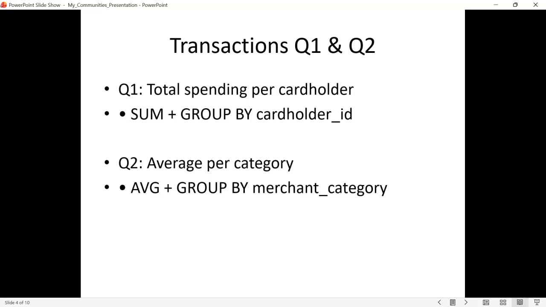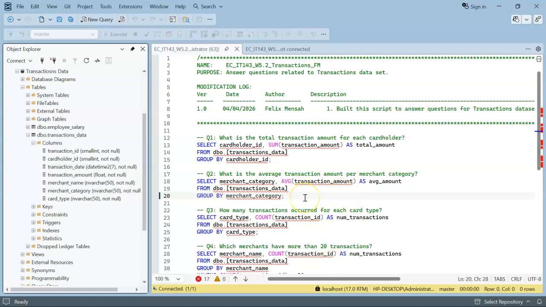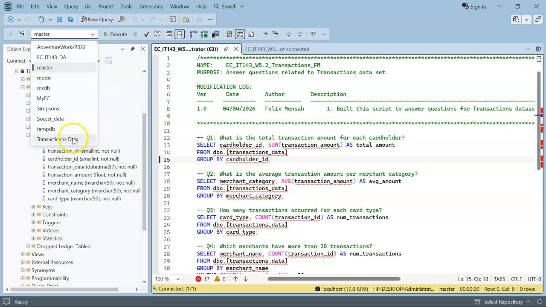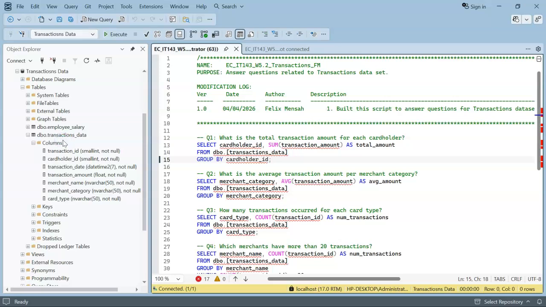For this slide, the first question was the total spending per cardholder. For that one, we use sum, group by, and cardholders. The second question was the average per category. For that one, we use average, group by, merchant category. So let's go to the query to see. Before that, let me change this to transaction ID, or else the query won't run. Okay, transaction data, that's the right one.